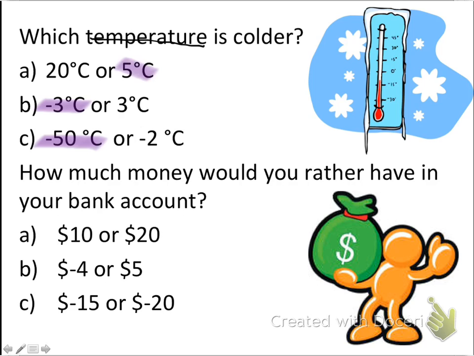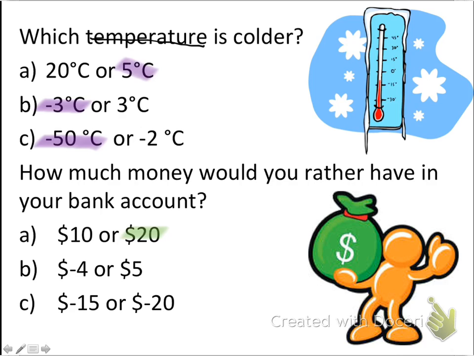The next situation is money. How much money would you rather have in your bank account? Would you rather have $10 or $20? Well, I'd rather have $20 because it's more money. All right, B. Would you rather have negative $4 or $5?